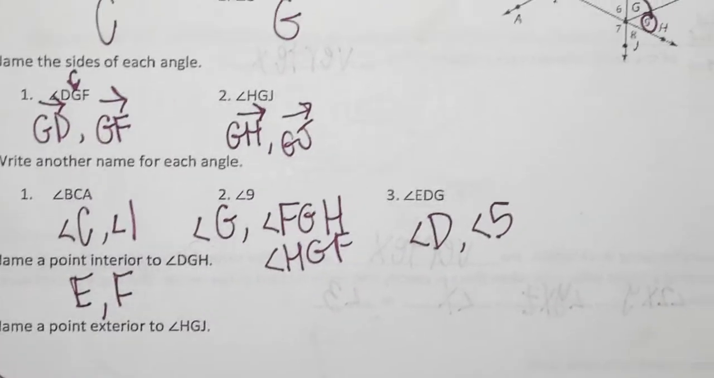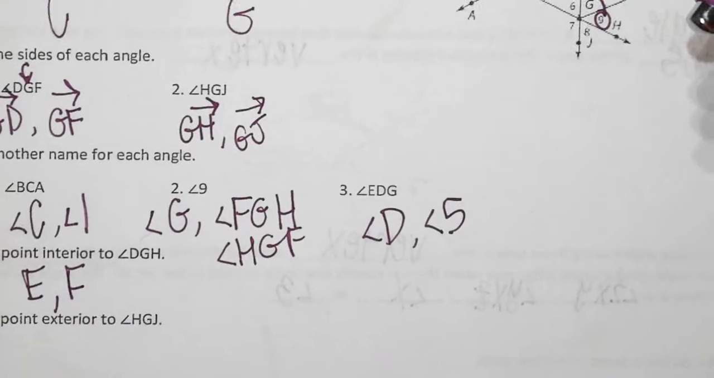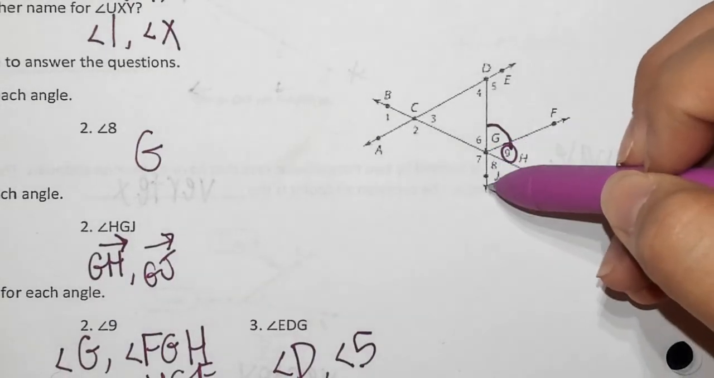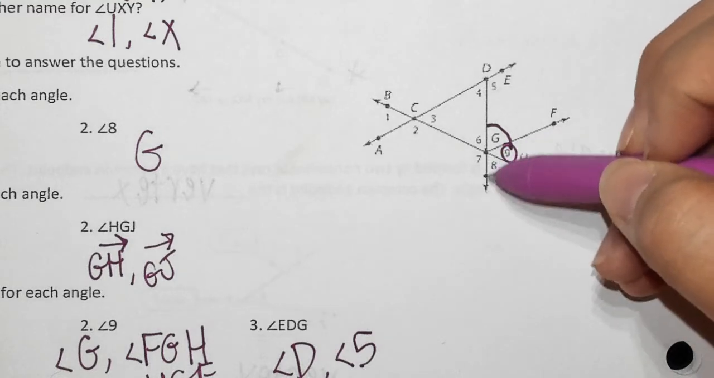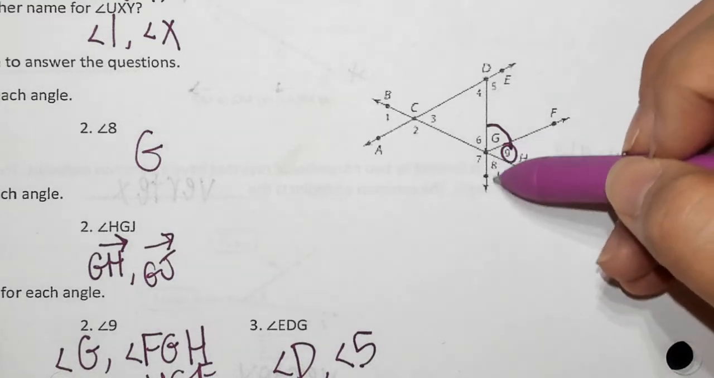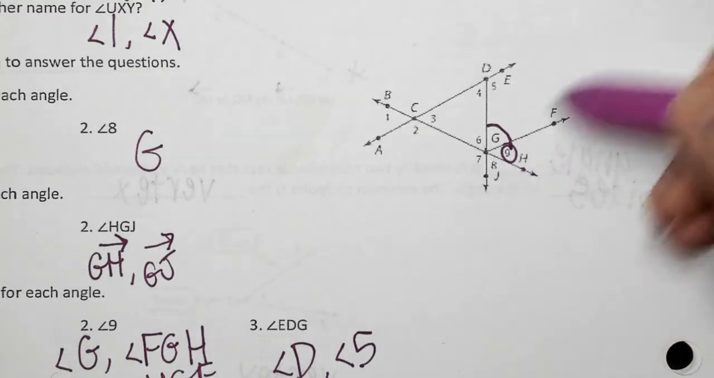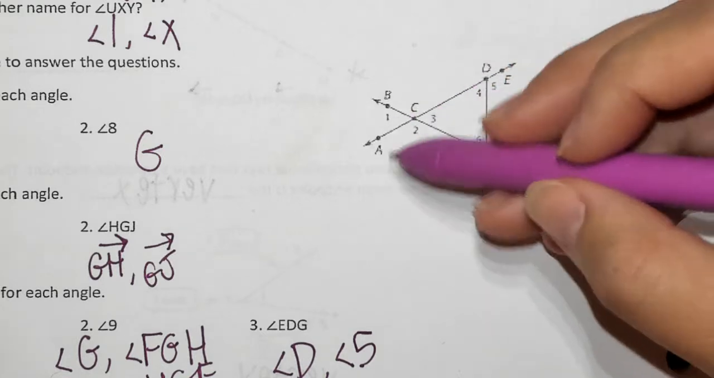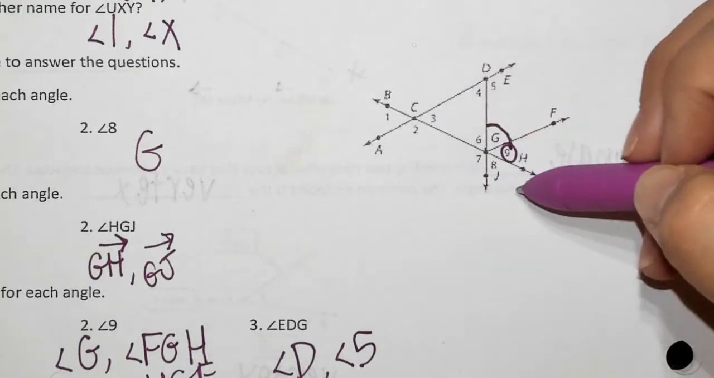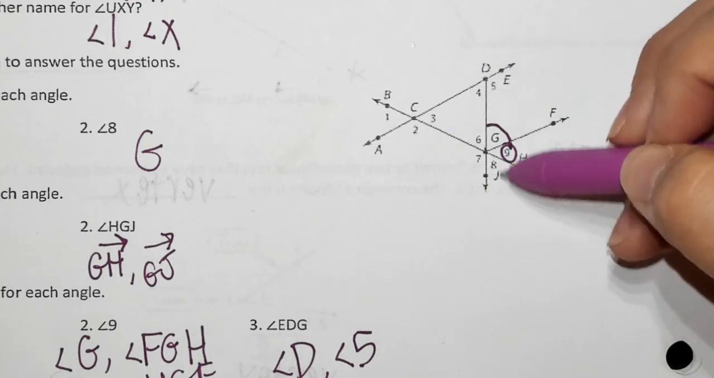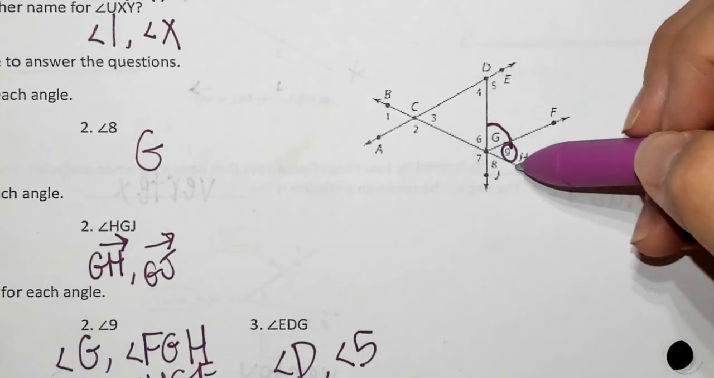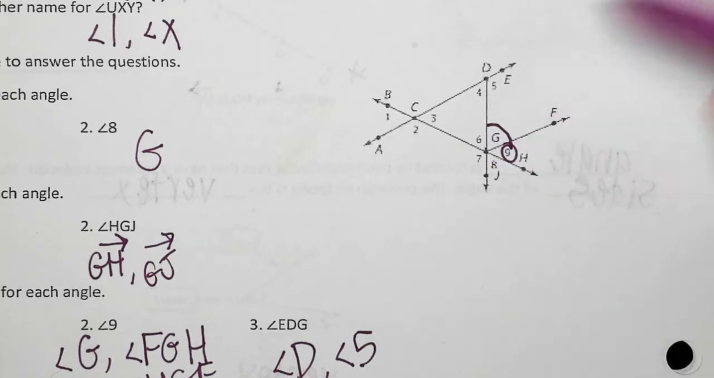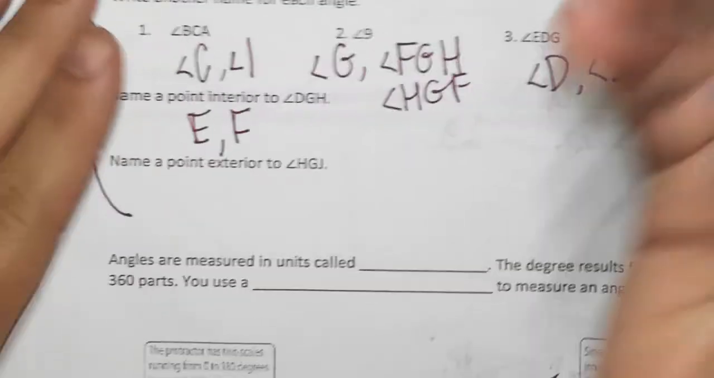All right, let's name a point exterior to HGJ. H to G to J. So there's right here, H to G to J. That's all inside. So what all is outside? F, E, D, A, B, C. Y'all see that? Because this is the only thing that's inside. So any point that's not on this angle is considered outside. So F, E, D, A, B, C.